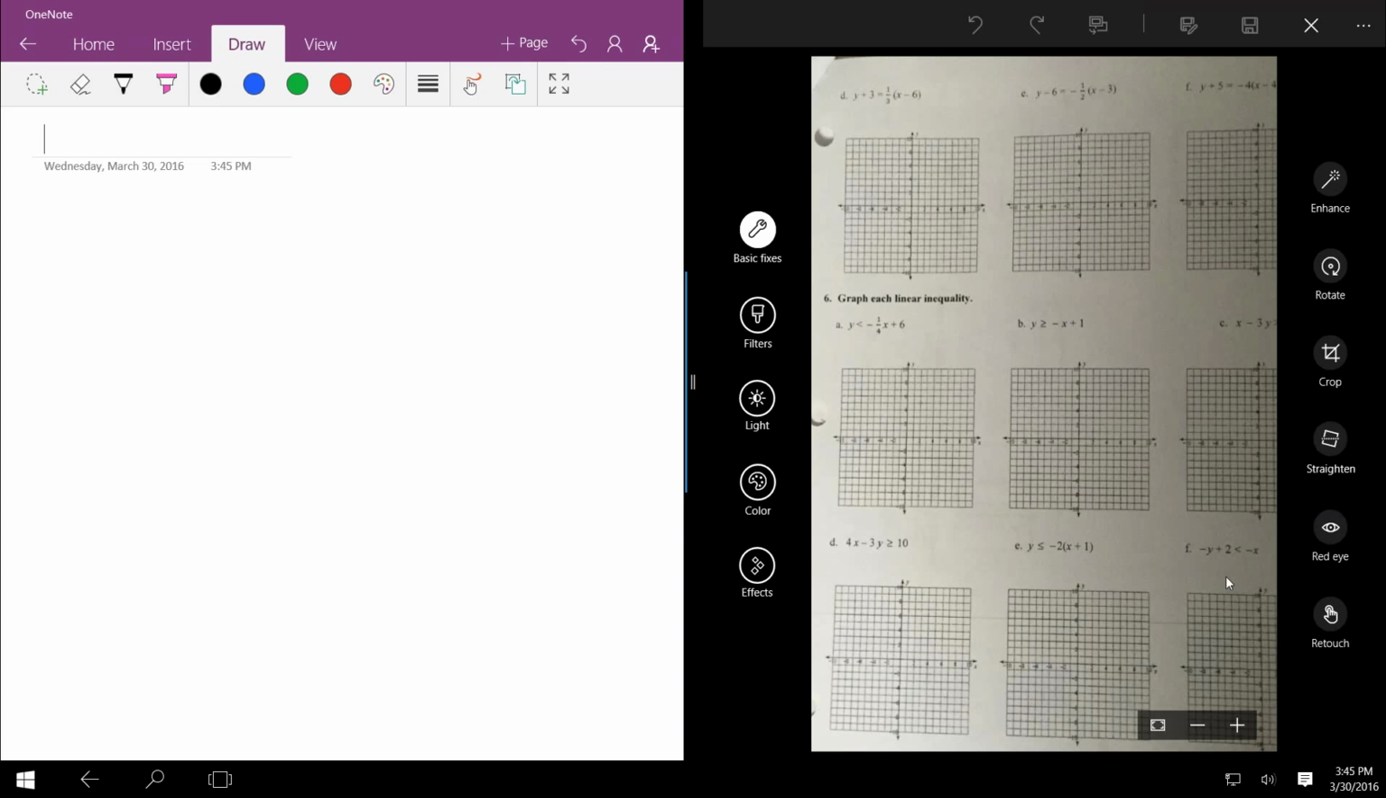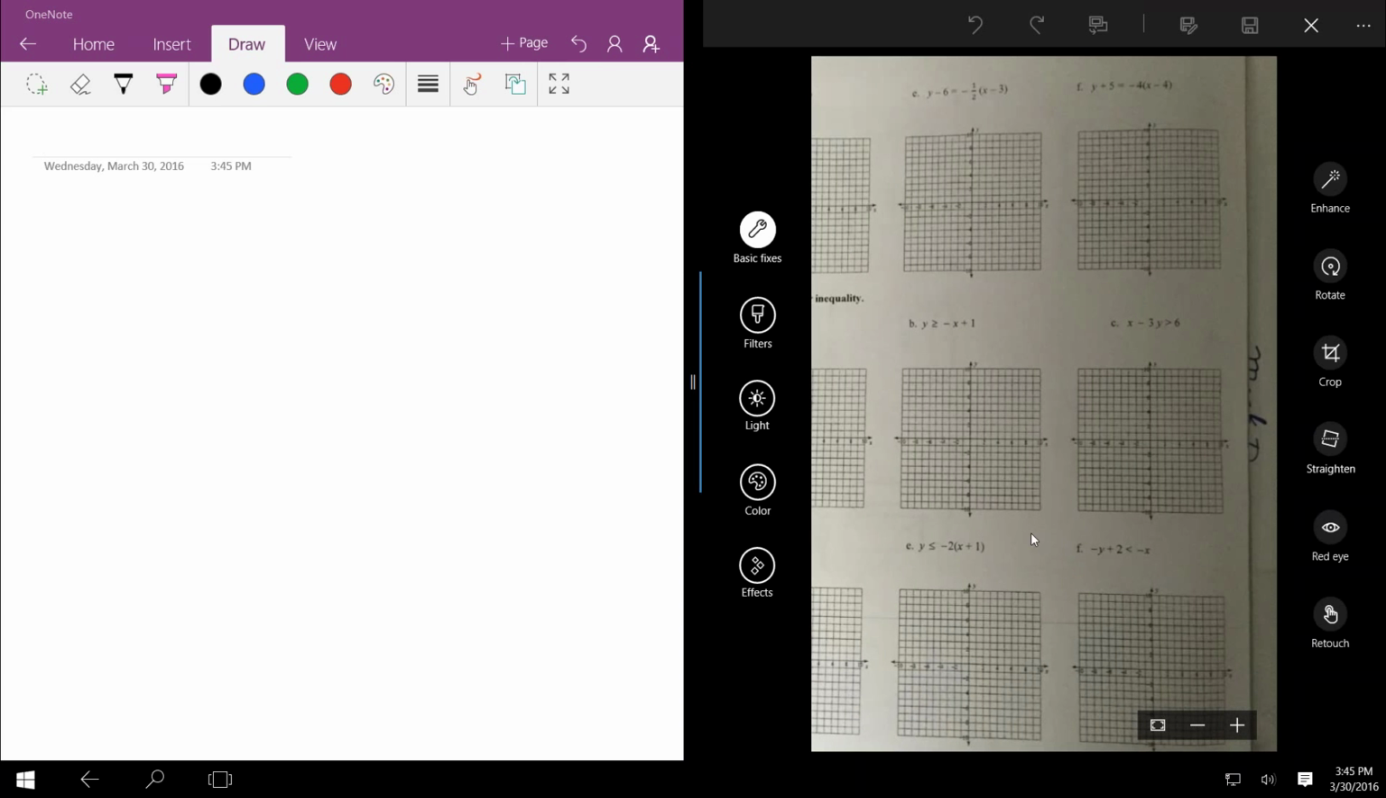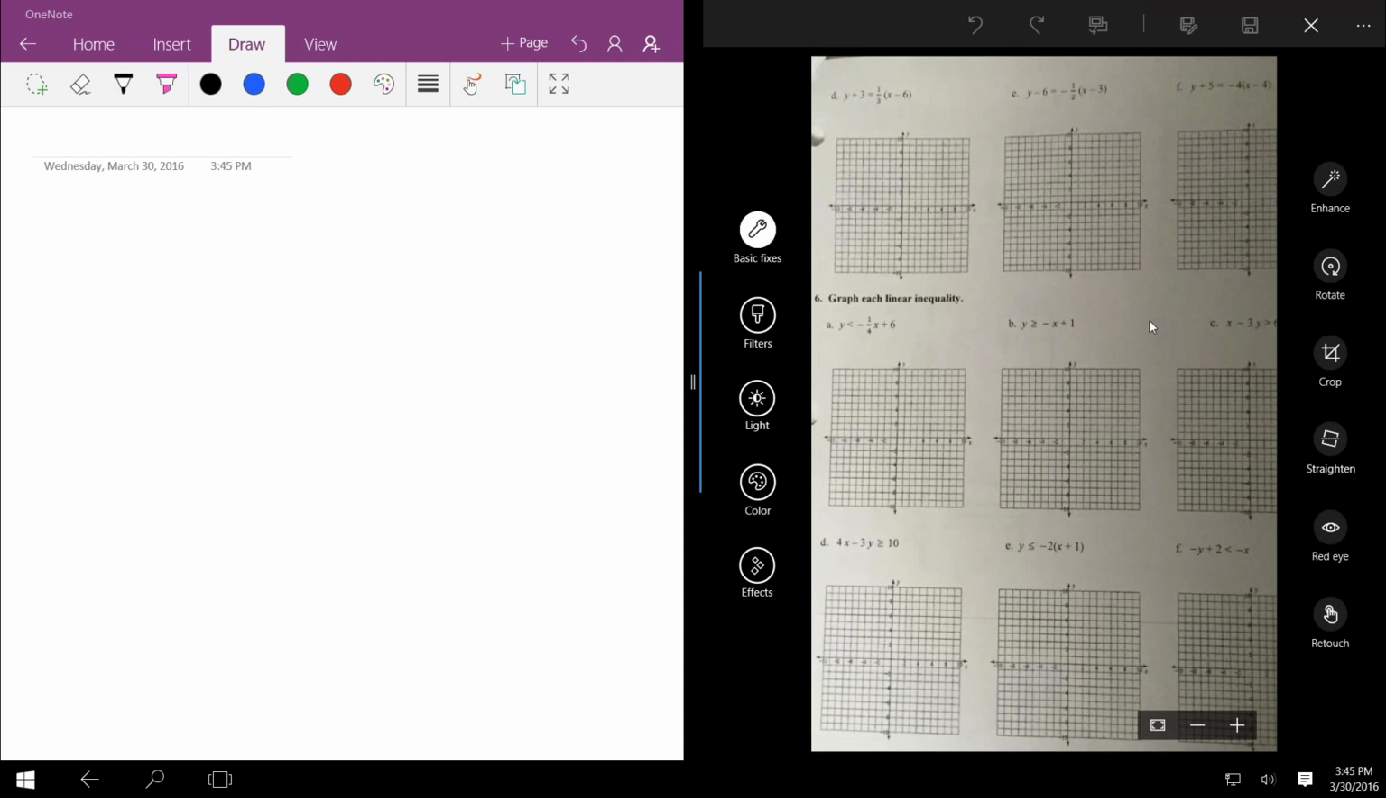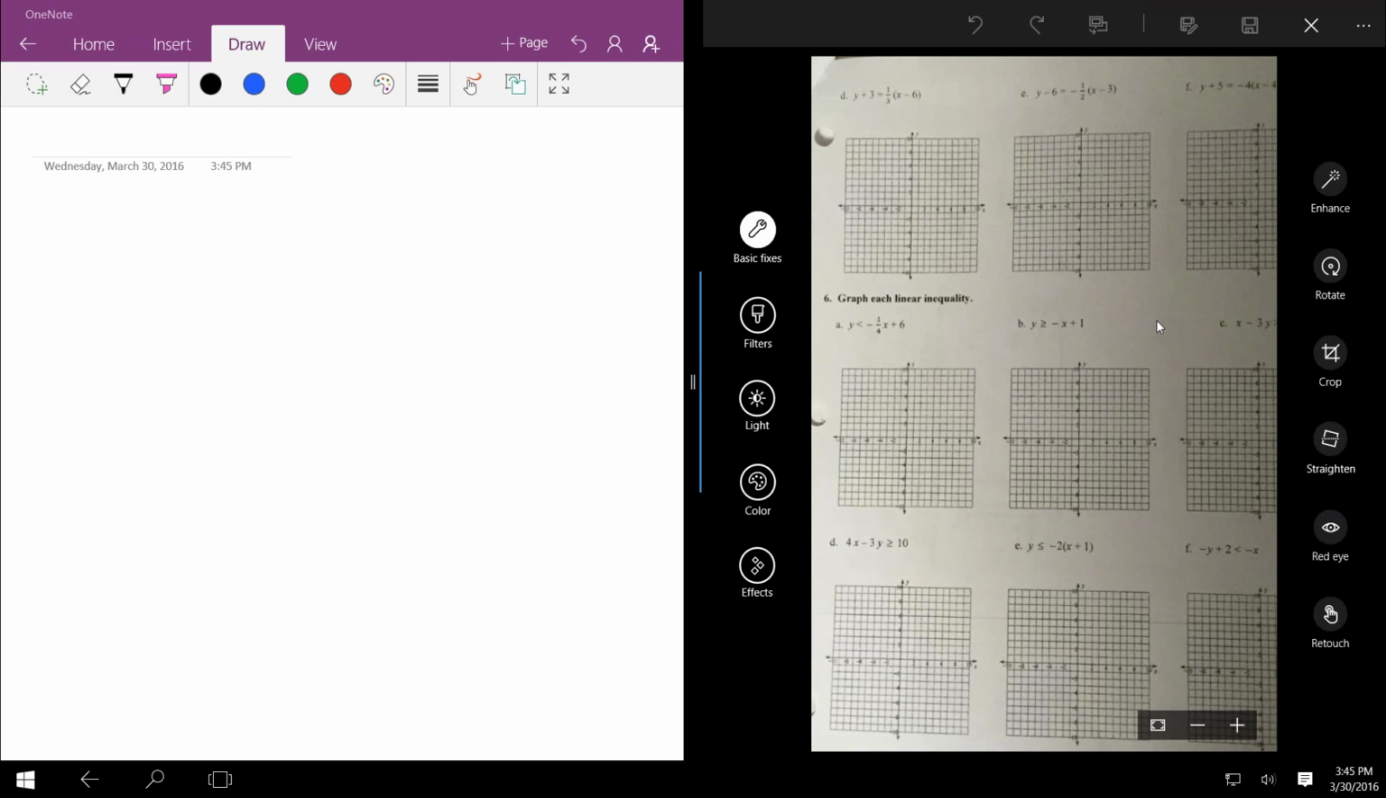I'd like to find one that challenges you a little bit. Can you see any? Here we go. Oh, it was 6, not 2. Do any of these look like they would give you a problem? No.